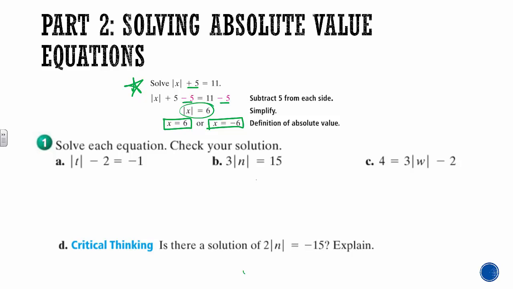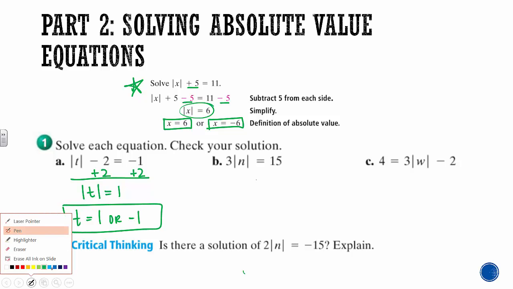So let's do this next one. Absolute value of t minus 2 equals -1. So I got to get the absolute value by itself. So I'll add 2 to both sides. So I get the absolute value of t equals 1. Now remember, this is asking me what number's distance is 1 space away from 0. And my two answers are t could be 1 or t could be -1.